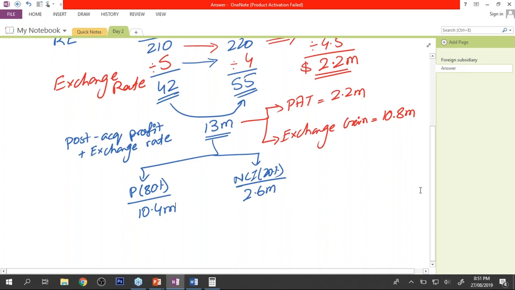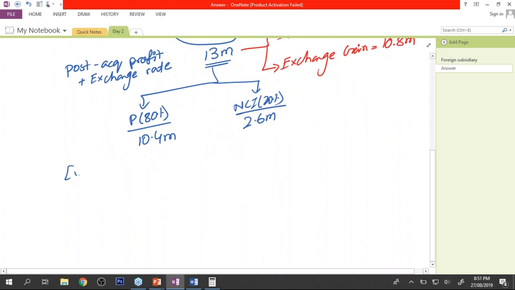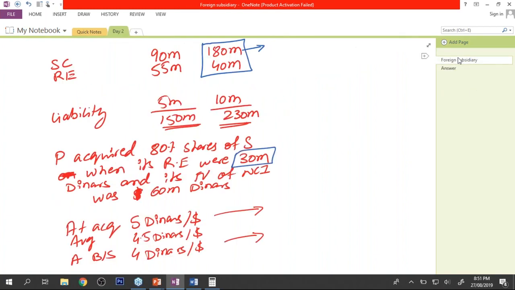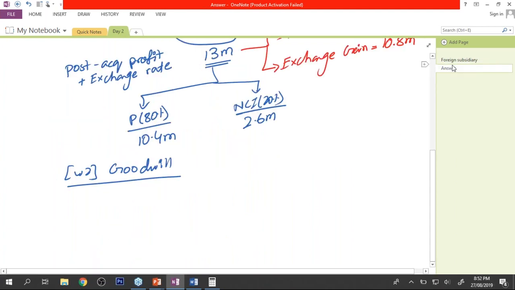Now let's move further and solve working number 2, which is of goodwill. Goodwill is a bit complex working again. Let me add one more thing into the question, that the goodwill was impaired by, let's say, 10%. So in working number 2 for goodwill, we first write the cost of acquisition, add the fair value of NCI, and then deduct the fair value of the net assets.